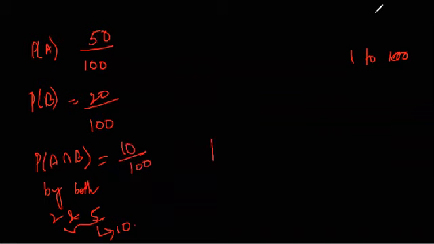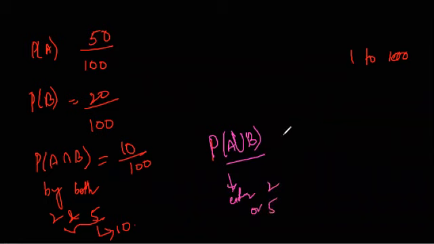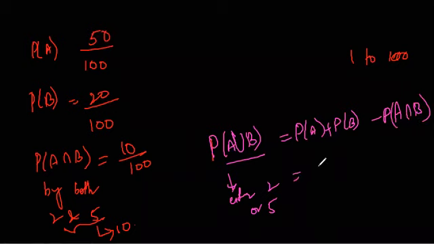So what is the solution for the problem? The solution will be given as P of A union B, that is the probability of numbers divisible by either 2 or 5, is equal to P of A plus P of B minus P of A intersection B.